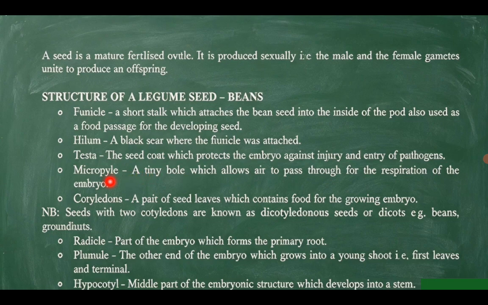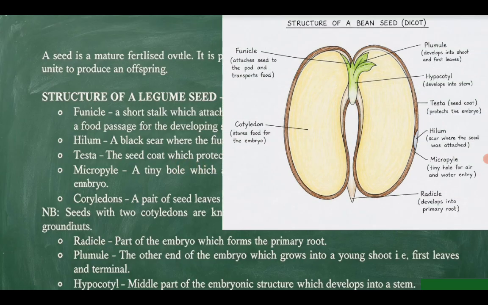And then we have a part called micropyle. A micropyle is a tiny hole which allows air to pass through for the respiration of the embryo. We are looking at this developing seed in this case. So the use of the micropyle is just to allow air and water to enter the seed. This part here is close to the hilum.